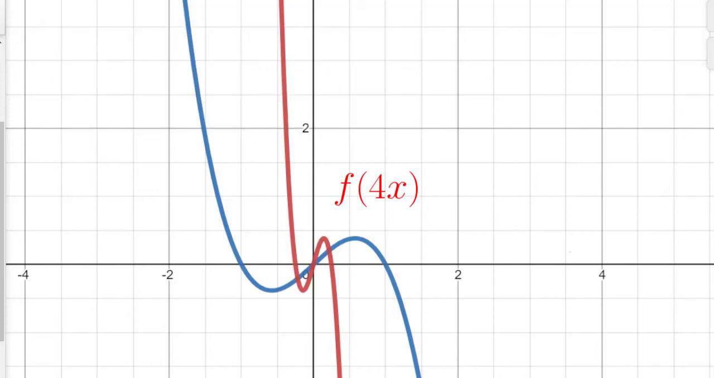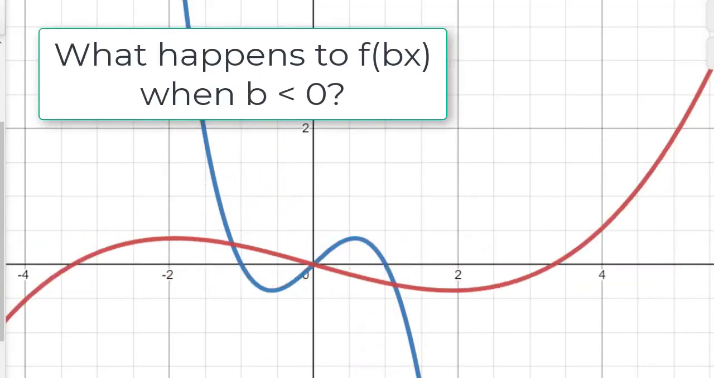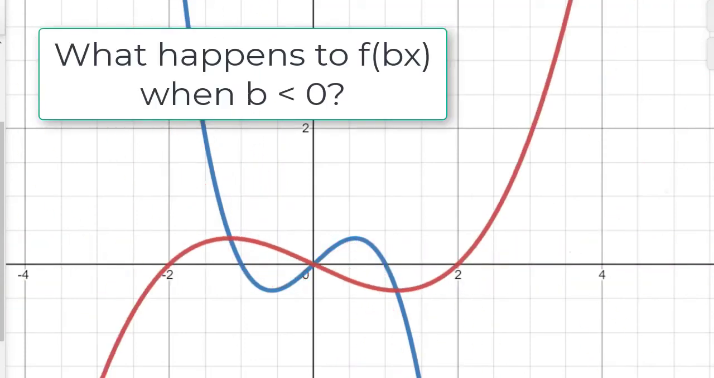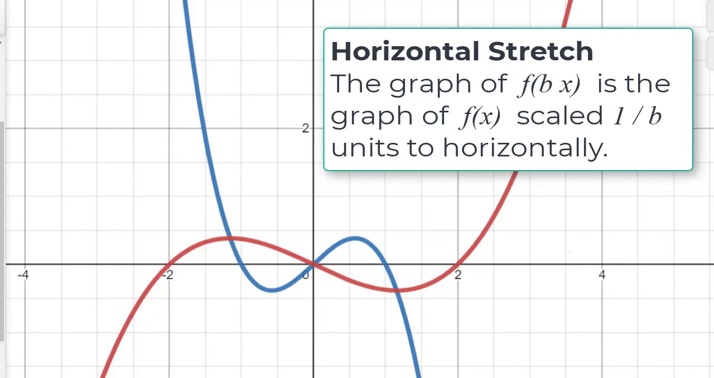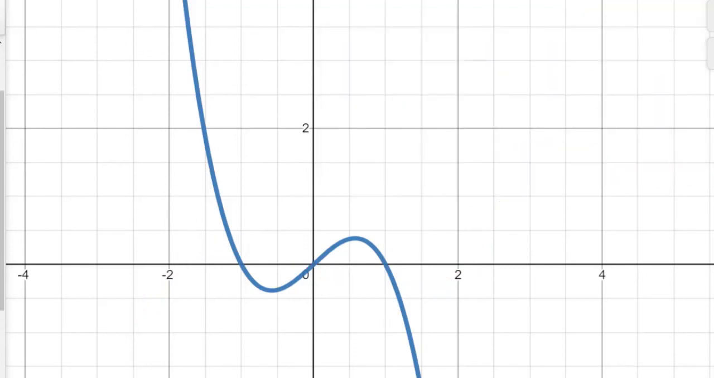Now what if I make b negative? When b becomes negative, we flip things around. Just like we saw with the vertical scaling or vertical stretching, when we go to the negative side, it actually results in a flip of the graph in that corresponding direction, in this case, the horizontal direction. But in summary, to obtain a horizontal stretching of a graph, we evaluate f of b times x, where 1 over b is the factor that stretches the graph in the horizontal direction.